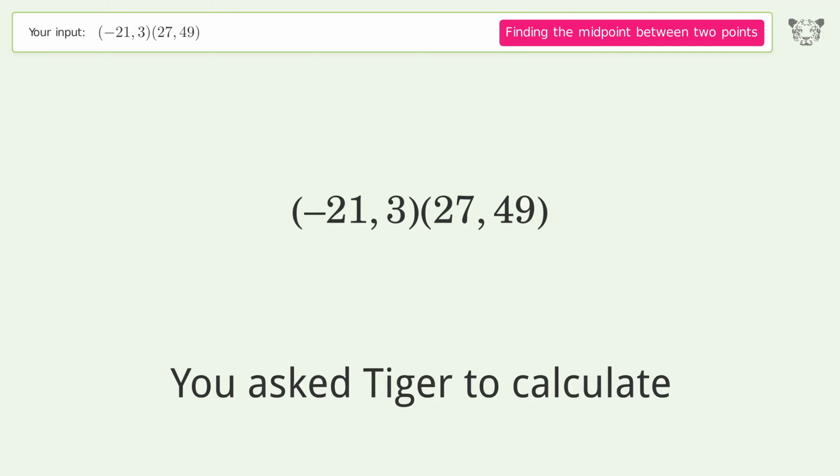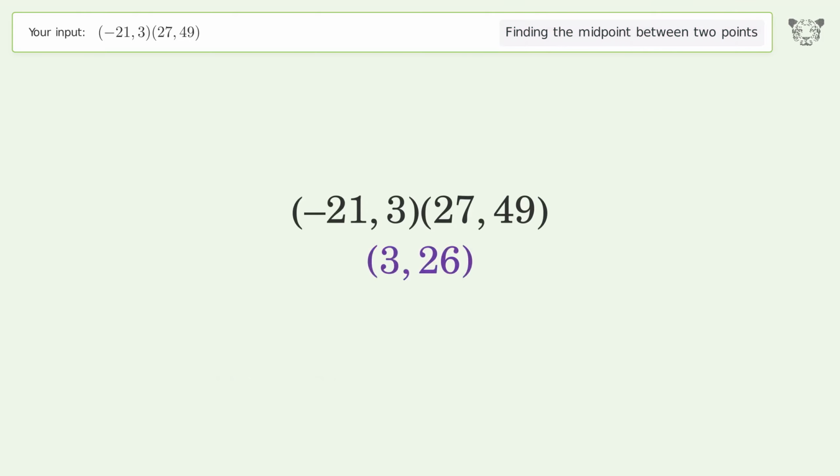You ask Tiger to calculate. This deals with finding the midpoint between 2 points. The midpoint between the 2 points is 3,26. Let's solve it step by step. Plot the 2 points and calculate the midpoint using the formula.